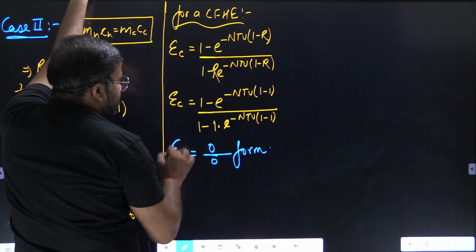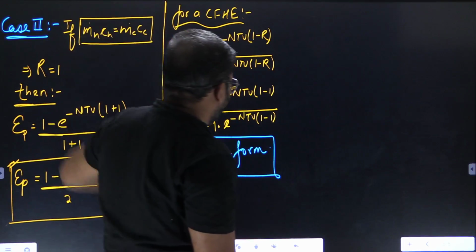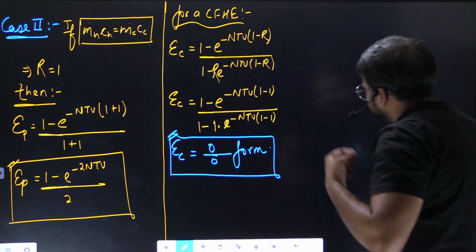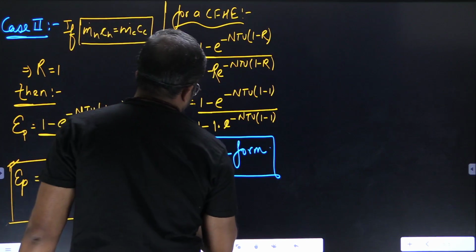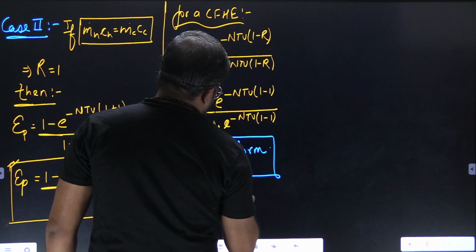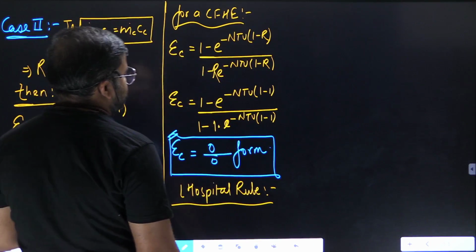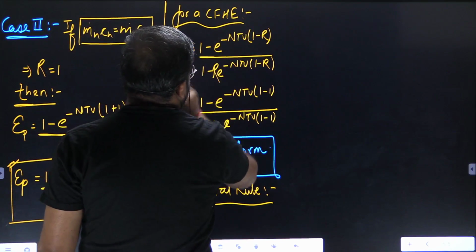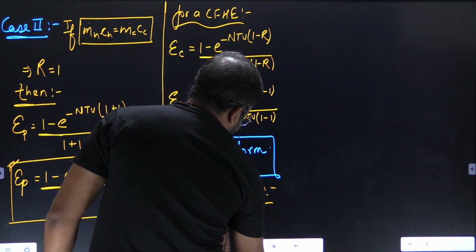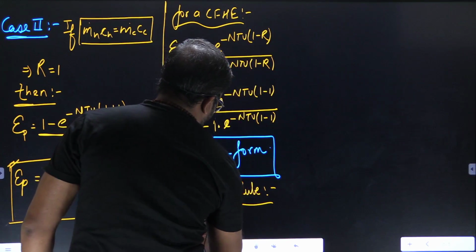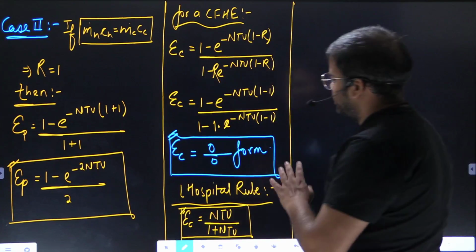In LMTD also, for this case, only counter flow heat exchanger was showing 0 by 0 form. Okay? Only counter flow heat exchanger was showing 0 by 0 form. Here, again counter flow is the one only who is showing 0 by 0 form. Then what? L'Hospital rule. What do you do in that? You differentiate numerator and denominator separately basically. So you differentiate this with respect to R and solve this. After solving, it becomes, you can check for yourself, basic differentiation is there, 1 plus NTU. Alright? So that is there. Is it clear? So these are the formulations which you have to work with.